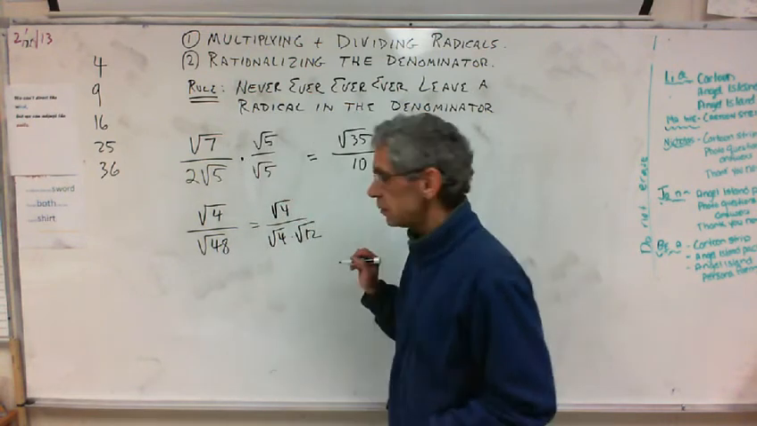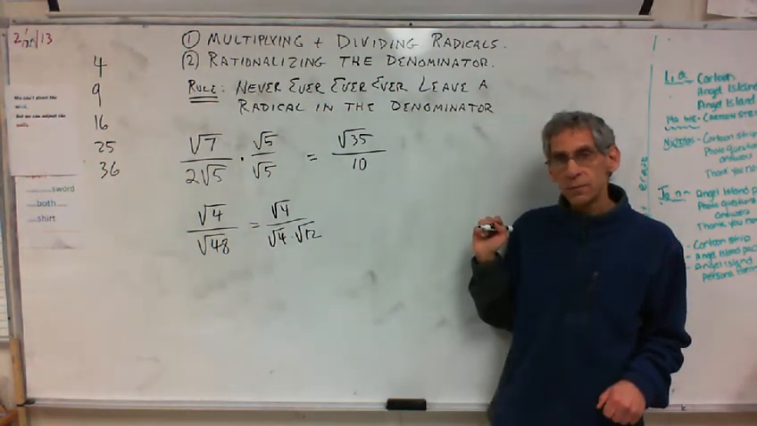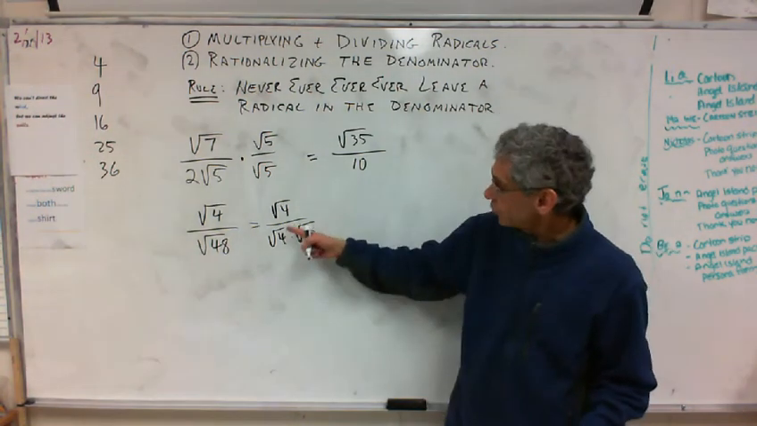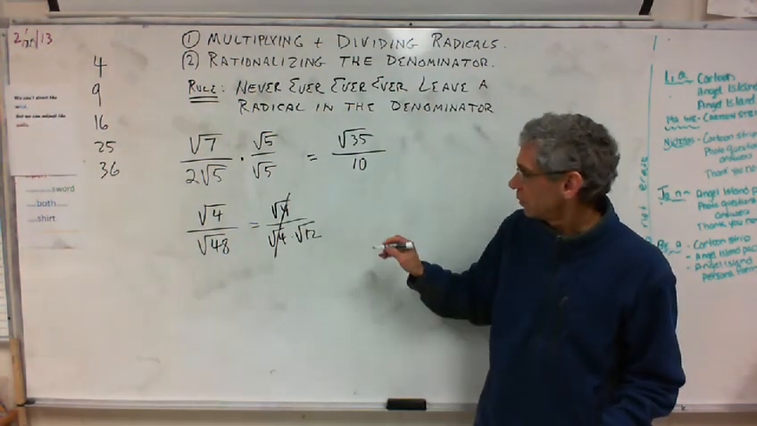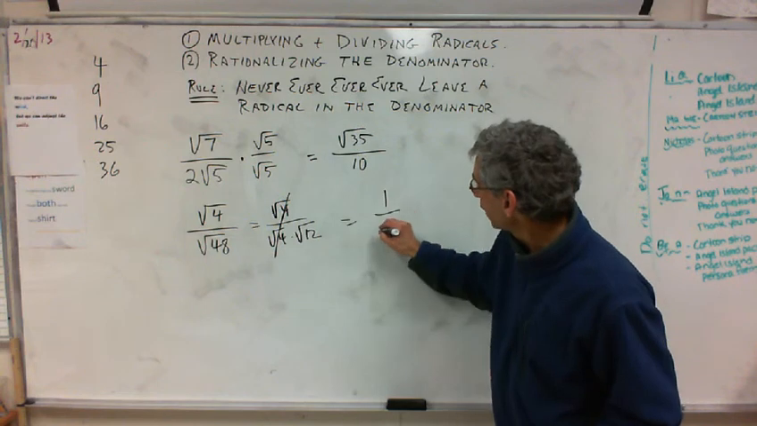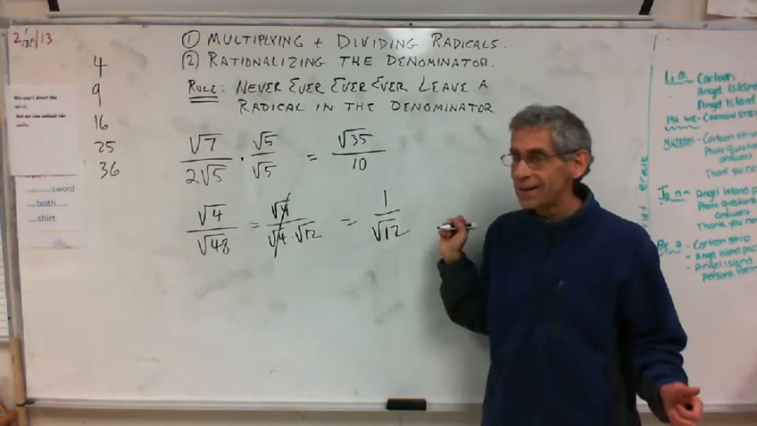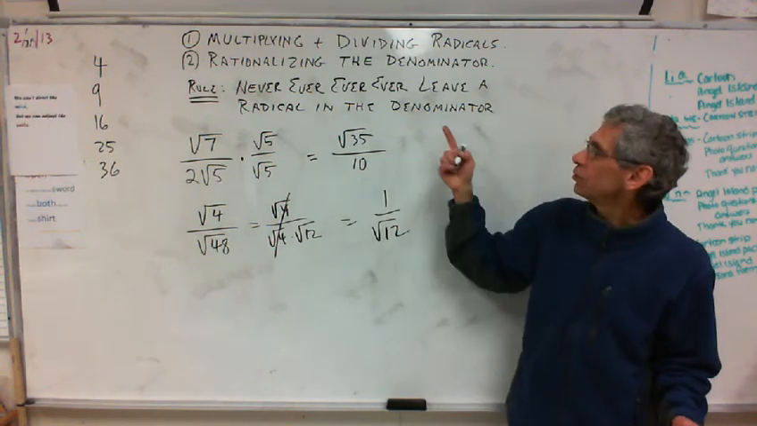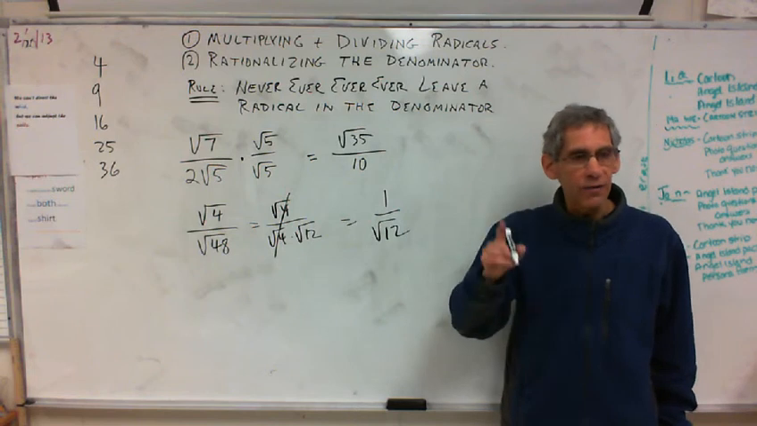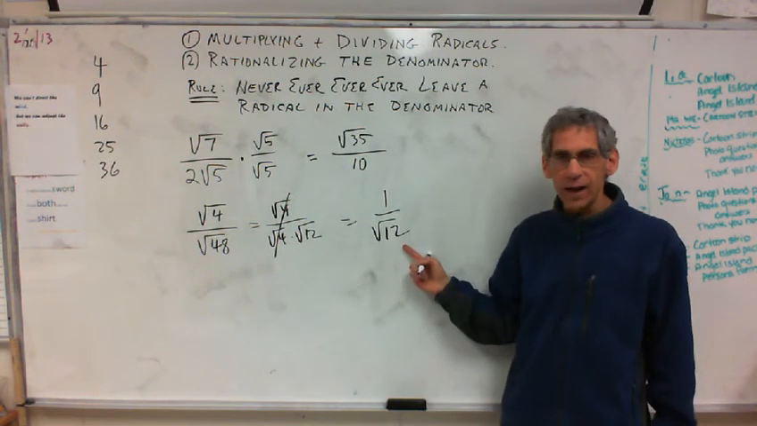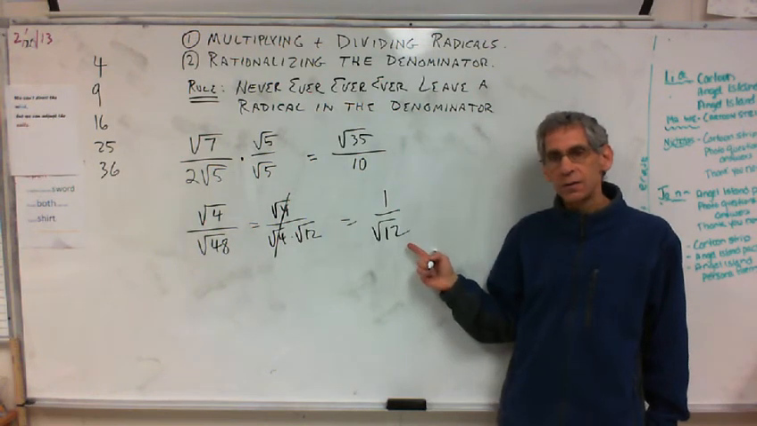Right? So now what? Then you can cross out the 4 and the square. Those are the same thing. I can cross them out. So that gives me 1 over the square root of 12. We're done. No. Never, ever leave a radical in the denominator.